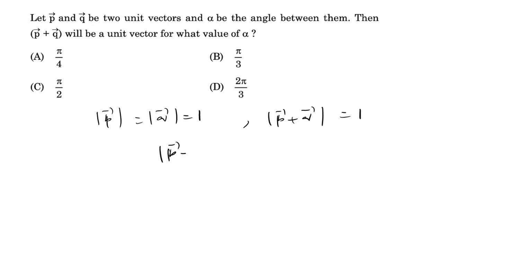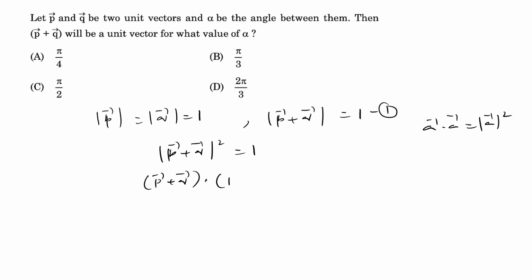Whenever you want to convert a magnitude to a vector form, use that A dot A is equal to magnitude of A square. So let us square this relation number 1. Then replace this magnitude of P plus Q the whole square as P plus Q dot P plus Q is equal to 1. When you open the brackets, we get P dot P, which is magnitude of P square, Q dot Q, which is magnitude of Q square, plus P dot Q plus Q dot P is equal to 1.